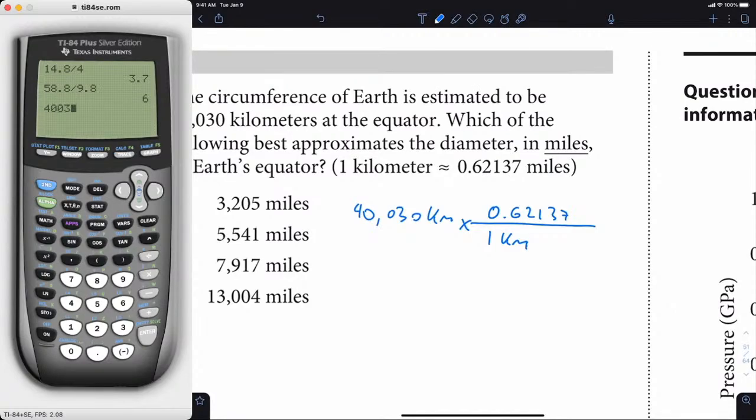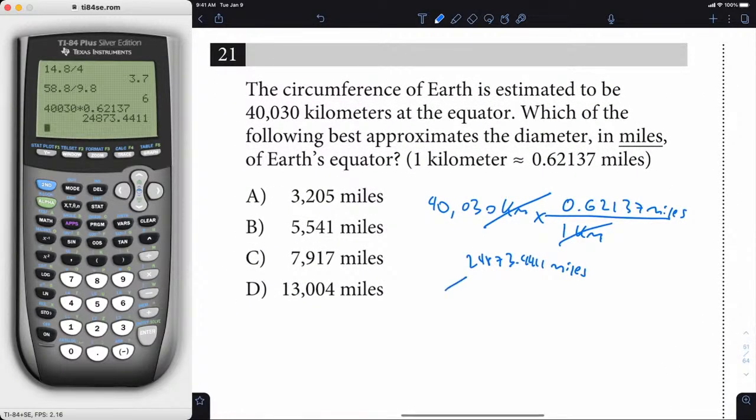40,030 times 0.62137. It's going to be 24873.4411. Okay, and that's in miles, by the way. Always write your units. Always write your units. Cancel, cancel. Cool. Let's read the problem.